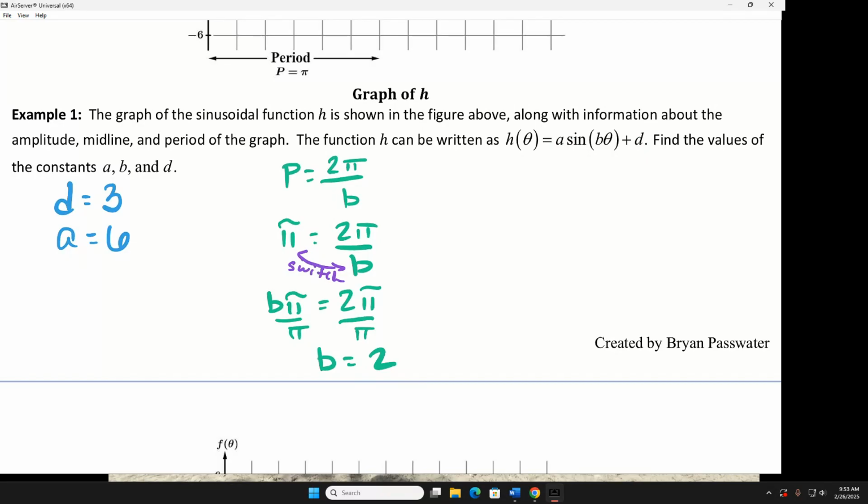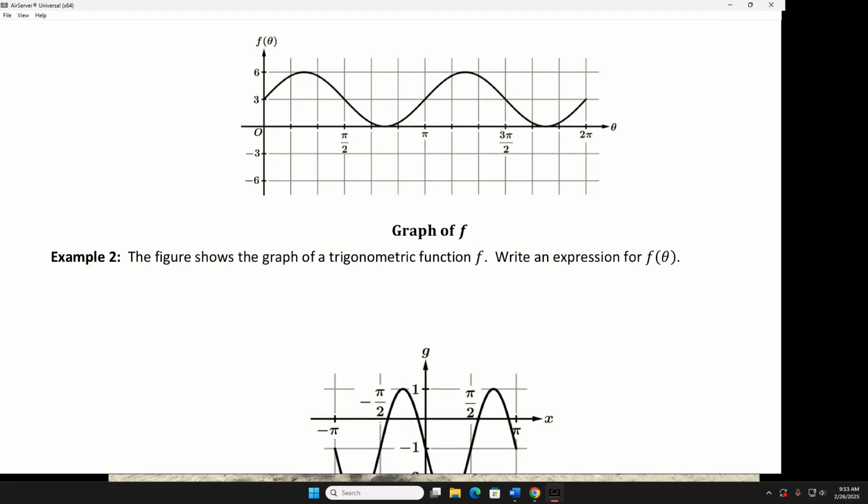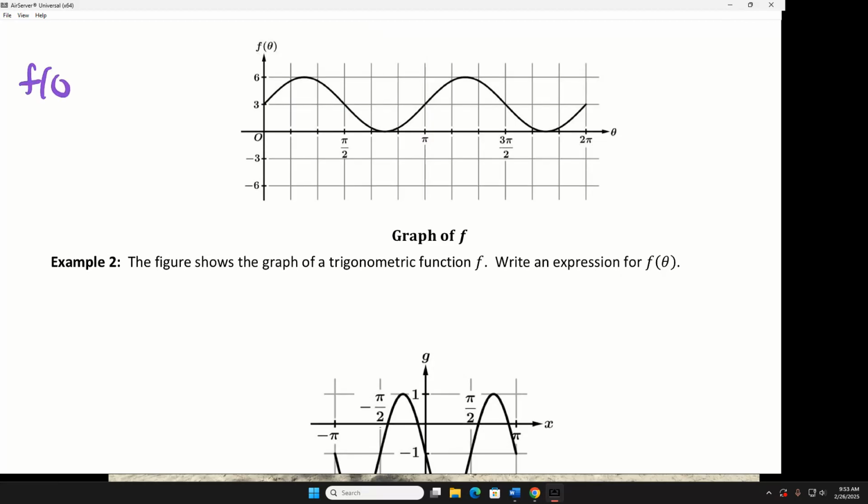All right, let's look at the next one. We're going to do kind of the same thing. So we haven't talked about shifting horizontally yet. So if there isn't any shift horizontally, and I start at 0, what does this look like? A sine or a cosine? This is a sine. So in the end, we're going to write an equation for f of theta. So we're going to have to figure out something for A, something for B, and something for D.